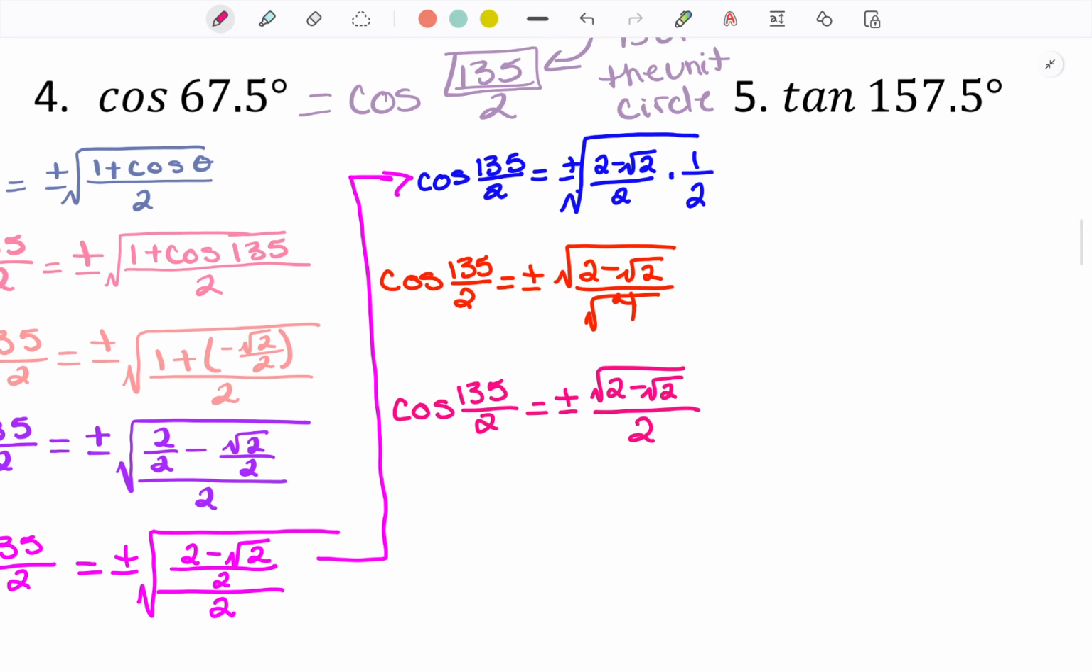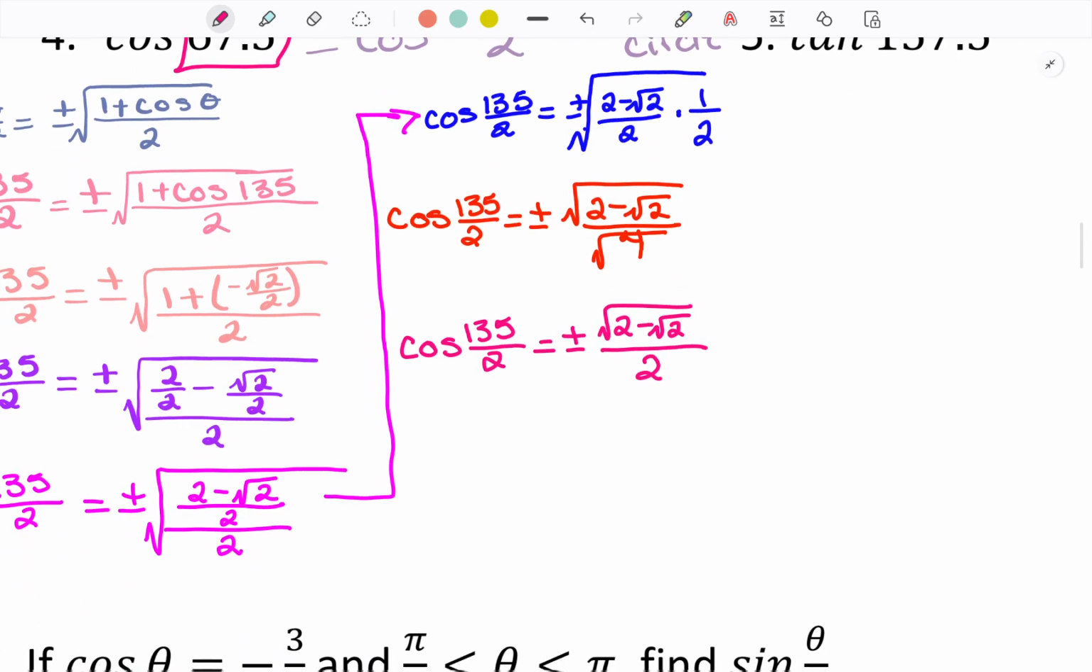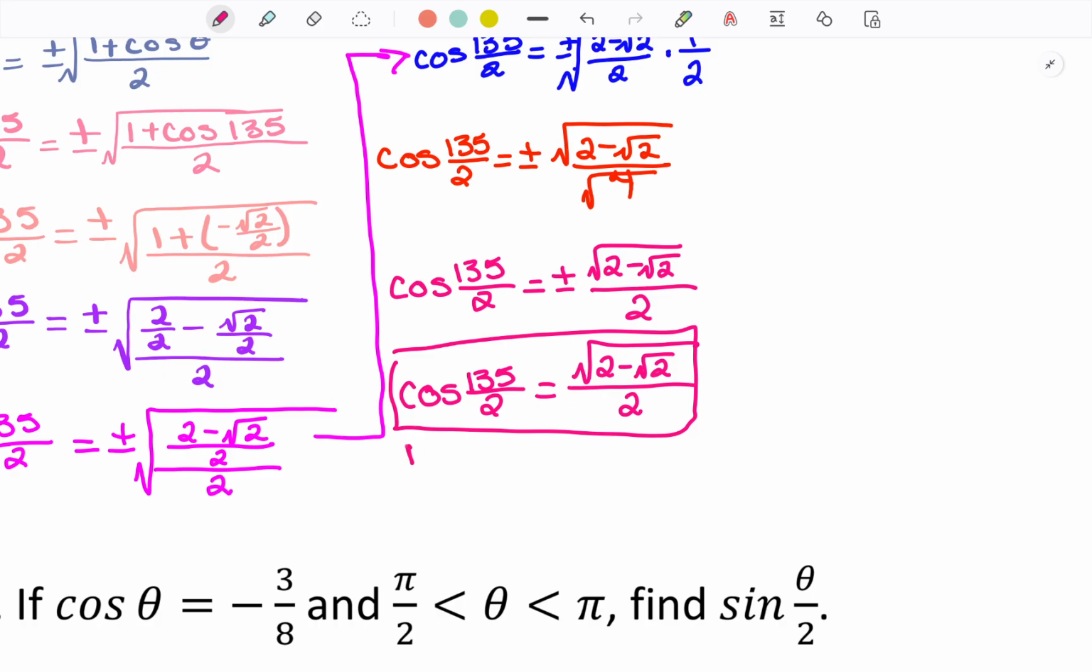So our 67.5 is in quadrant 1. And so cosine is positive in quadrant 1. So for our final answer here, we are going to have the square root of 2 minus the square root of 2 over 2. And this is our final answer. So we are positive since we are in quadrant 1.